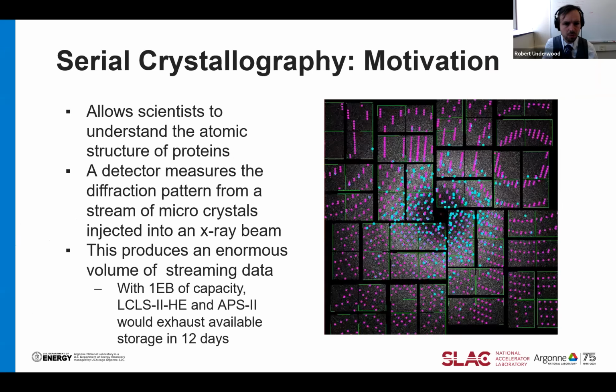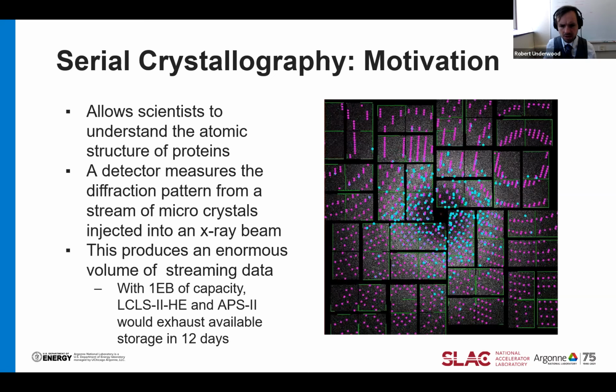So first of all, what is serial crystallography? Why do we care about it? Scientists use serial crystallography to understand the atomic structure of proteins. And this has many applications, from the domains of physics to material science, chemistry, and biology. There's a bunch of potential applications for understanding the atomic structures of things. And fundamentally, the way this is done is there is a very high resolution detector, which receives diffraction patterns from a stream of nanocrystals containing these proteins that are injected into the X-ray beam line that is going to be produced.